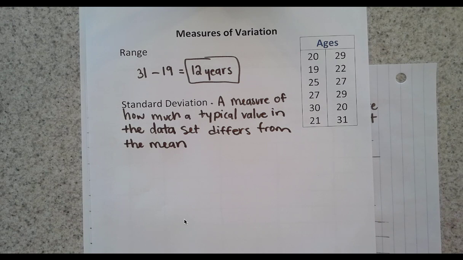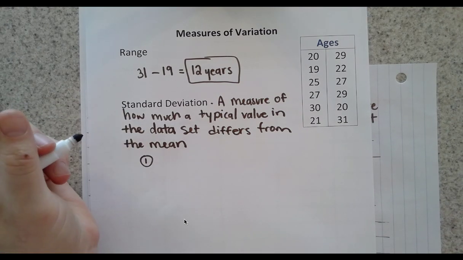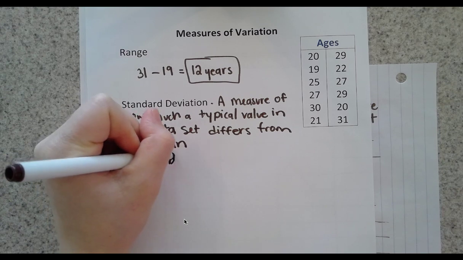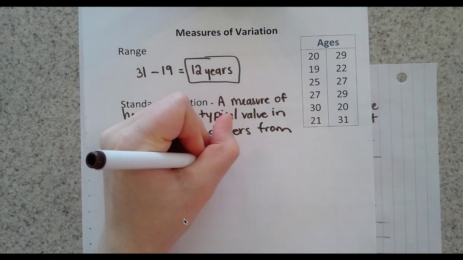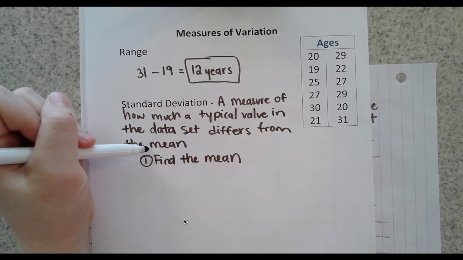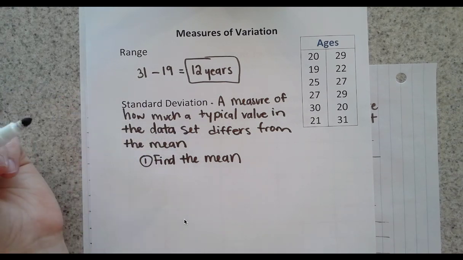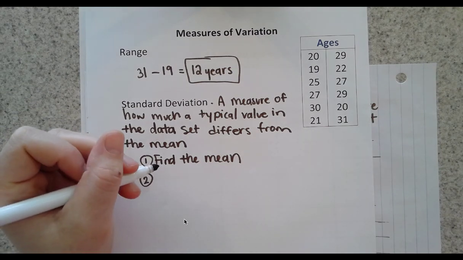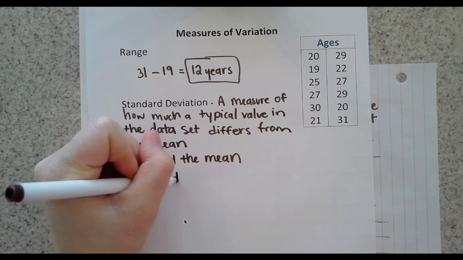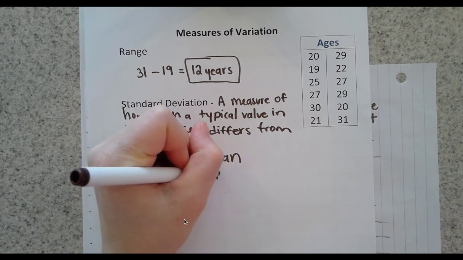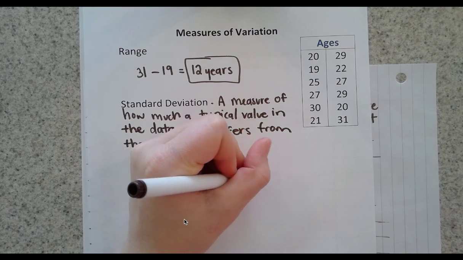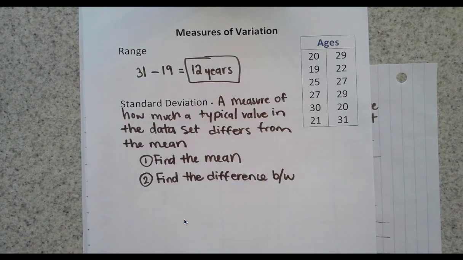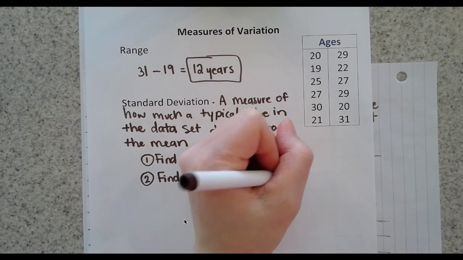To find standard deviation, there's actually quite a process that you need to go through. The first step in finding the standard deviation is to find the mean. Clearly, by the definition, we need to know the mean to begin the process of finding the standard deviation. Step 2 is to find the difference between, remember difference means subtract, each value and the mean.